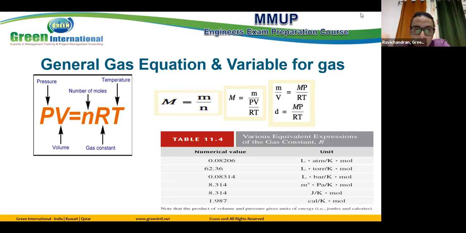But today we will see some information related between the equation PV equal nRT and the other equation PV equal mRT. So the general gas equation is PV equal nRT. P is pressure, V is volume, T is temperature, R is universal gas constant, n is number of moles.